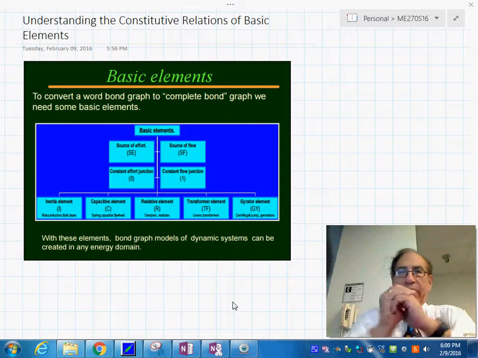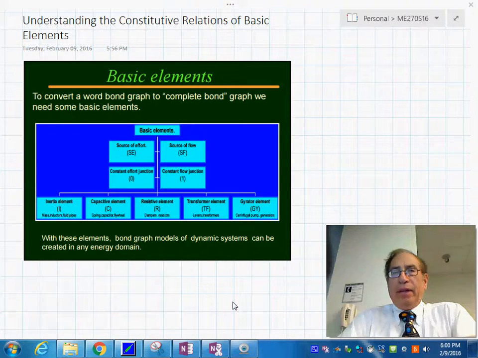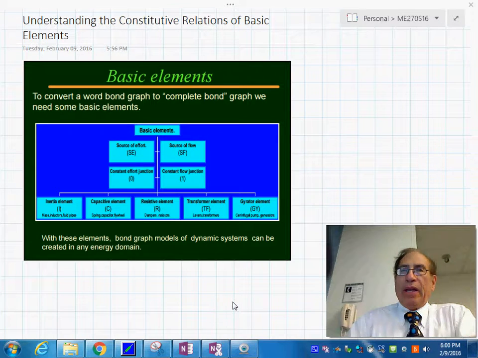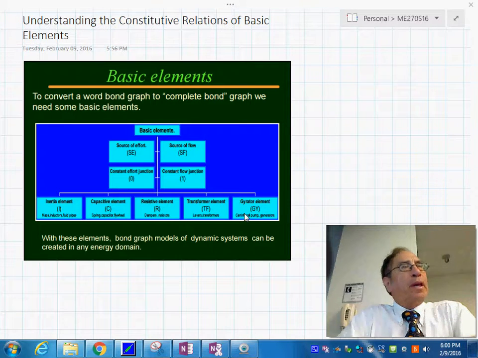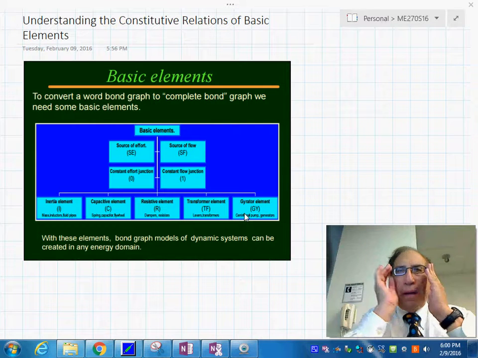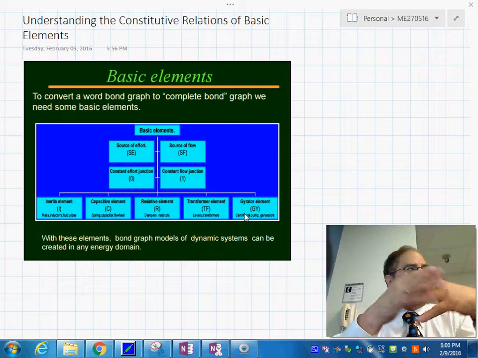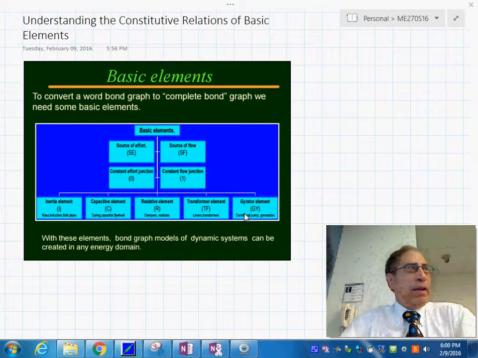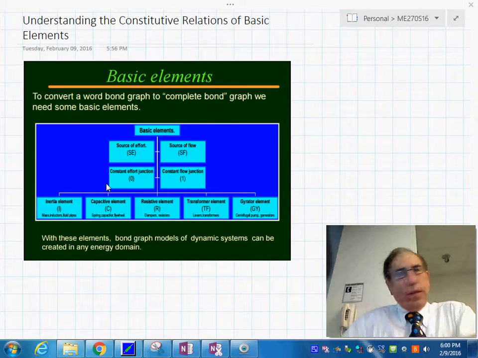Today we're going to see the constitutive laws of basic elements. On the screen you have a set of 9 elements that we use in doing modeling and simulation. With these 9 elements we could model just about anything under the sun, and it is a way to generalize the elements that we have in different energy domains. And with that set of elements, we could generate models.